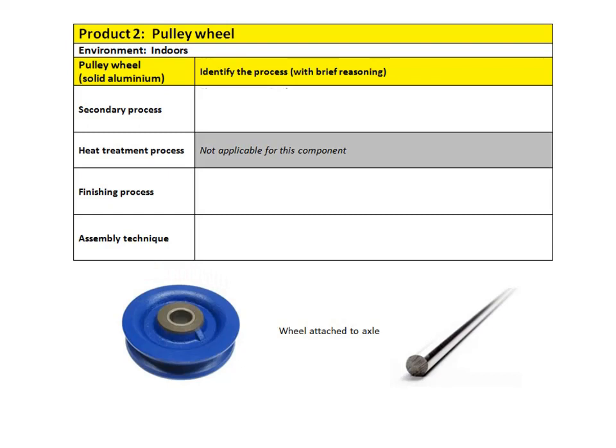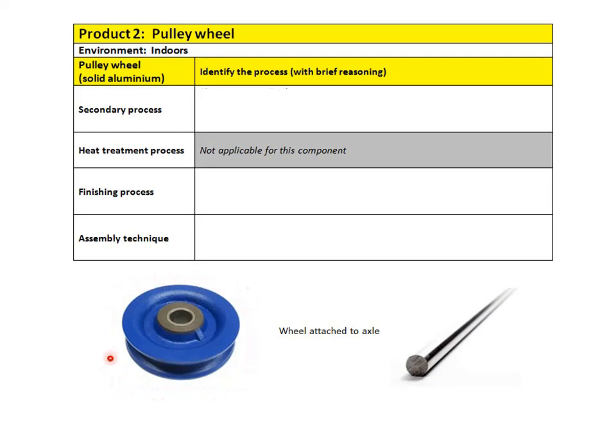Okay, now let's stop and look at the information provided first. This environment is indoors. It's made of solid aluminium, which isn't quite so corrosive as steel, and the fact it's indoors means we might be able to use different finishes, and you can see a different finish has been used. So first of all, our secondary process. This is a solid bit of aluminium here. So how was that created?